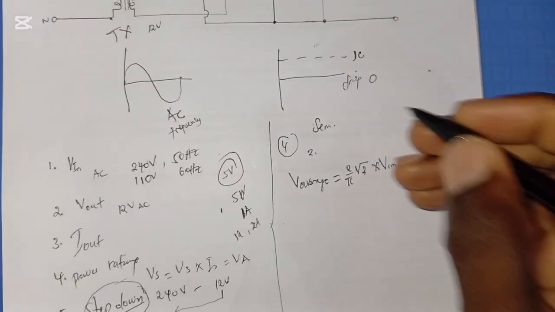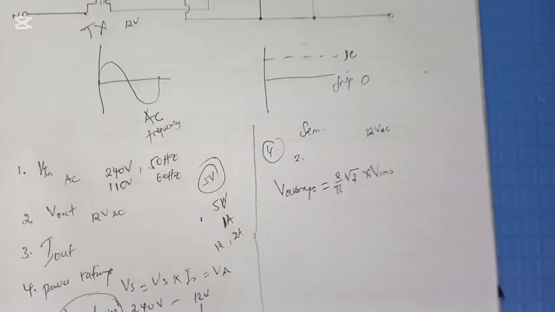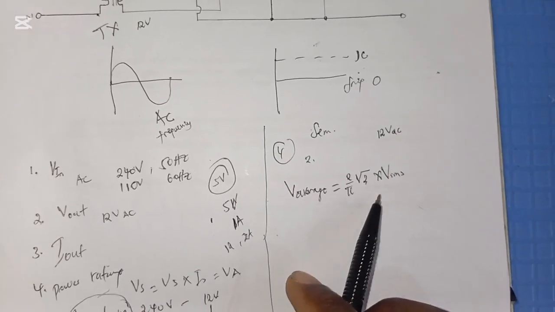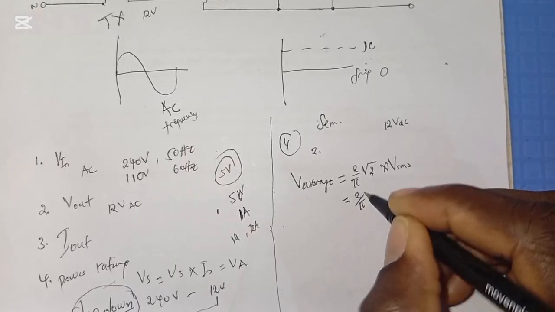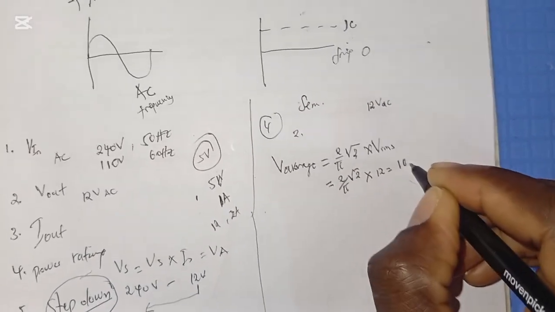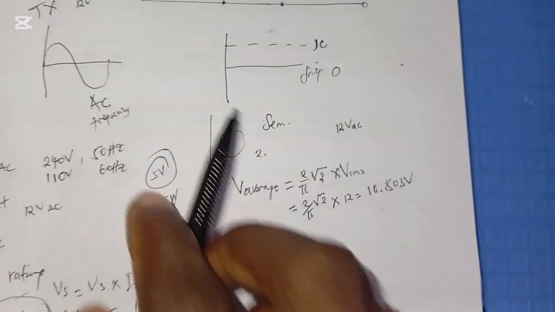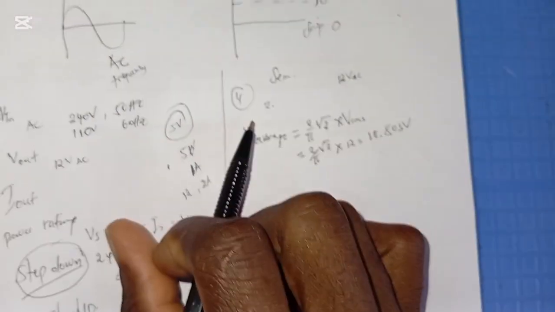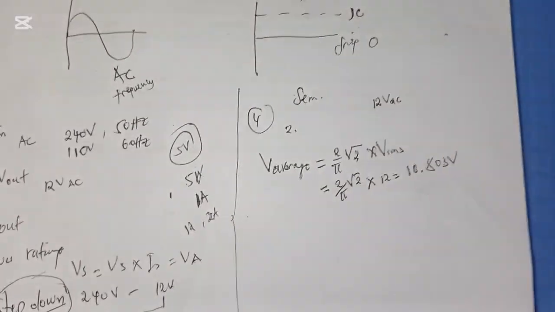So in our case, we have a transformer which is giving us 12 volt AC. So we need to calculate the average voltage for this case. It will be 2 pi times 12 volt, which is around 10.803 volts. So this is the average voltage you're going to get after rectification, the least voltage you will get.